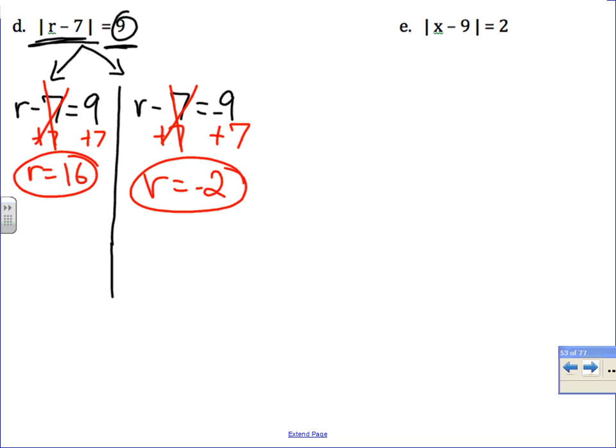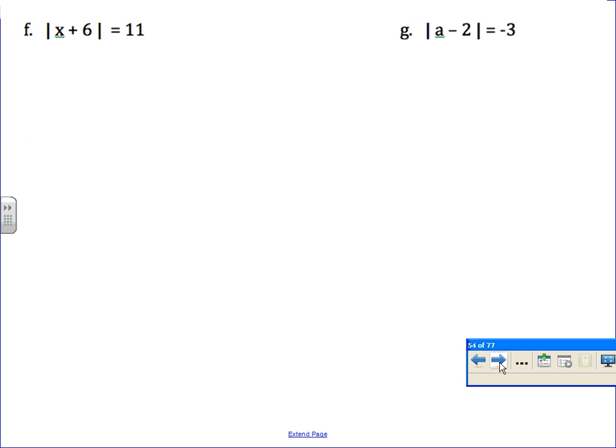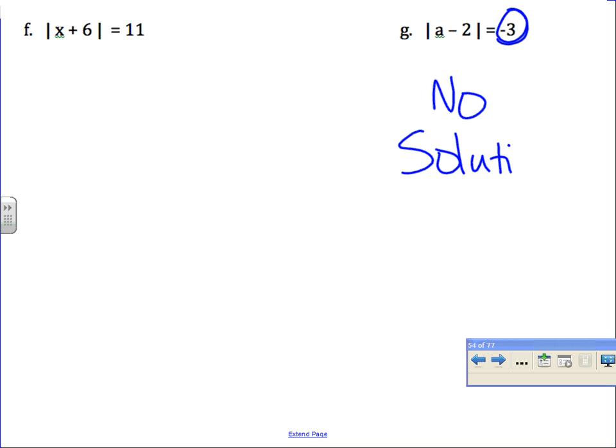Okay, I'm going to jump to letter G. Okay, letter G, we have the absolute value of a minus 2 equals negative 3. So first ask, is it in the form the absolute value of something is equal to a number, and that number is greater than or equal to 0? Okay, I hope you're saying no, or I hope that you realize that since that is a negative, it's no solution. You cannot take the absolute value of something and get a negative number.